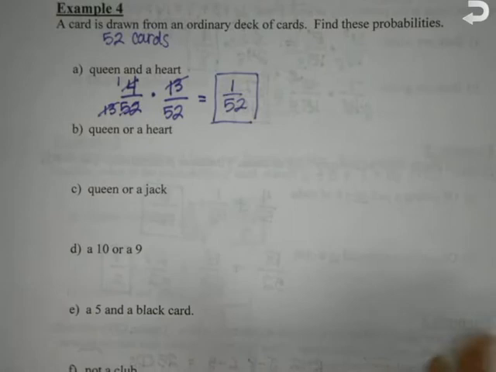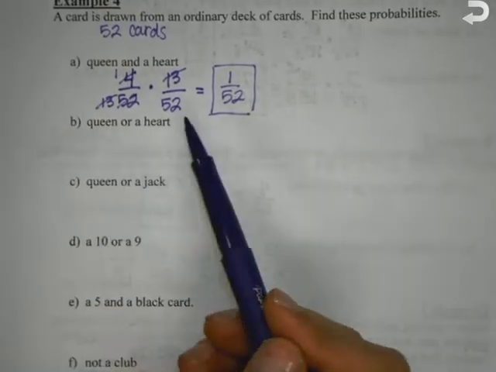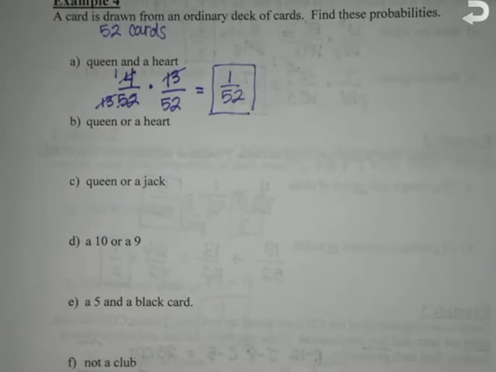Okay, what about B? Queen or a heart? Okay, it's addition. Is there any overlap there? Yeah, there's an overlap. How many cards are a queen and a heart? 1 card, right? There's 1 card that's the queen of hearts. But if we look for the probability of just queens, and then we add the probability of hearts, we're double counting the queen of hearts, right? So we have to subtract. So that's an example of a non-disjoint event. There's a little bit of overlap there.